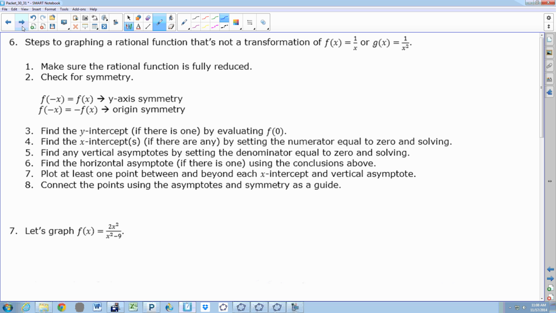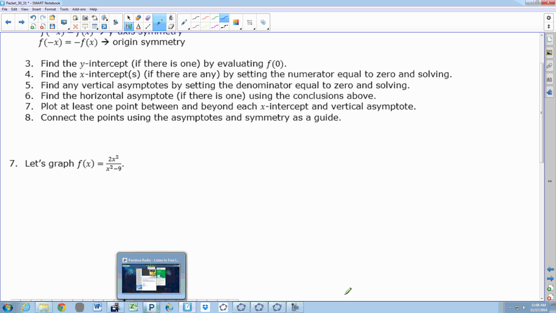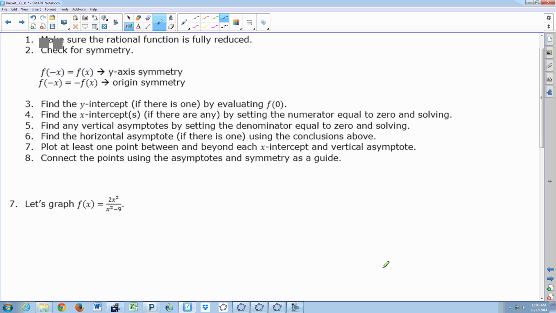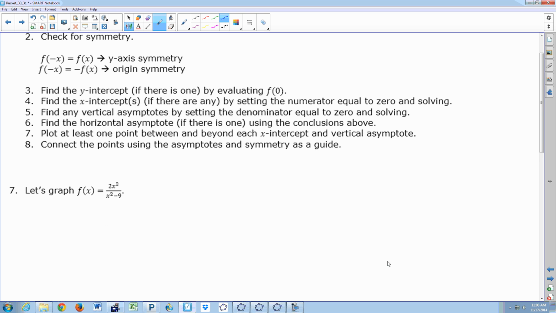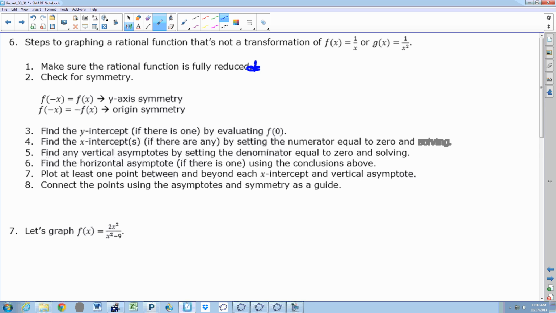And so let's start graphing some rational functions so that you can have time to do it. So here's my first rational function. Where do you start? Well, make sure it's fully reduced. Before I even do that, I'm going to call this step 1.5. I've got to find the domain. That should be the first thing I do. Find the domain, always.